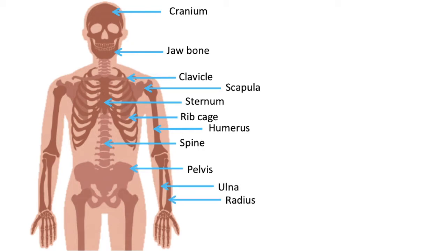The ulna and radius form the lower arm. This goes all the way down from the elbow to the wrist. The carpal bone is the bone of our wrist. Metacarpals are the bones in our hand. Phalanges are the bones in our fingers.